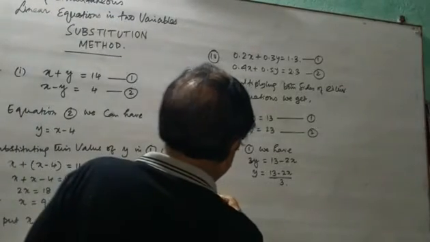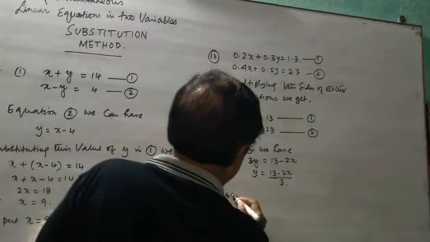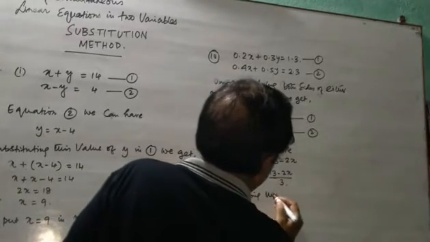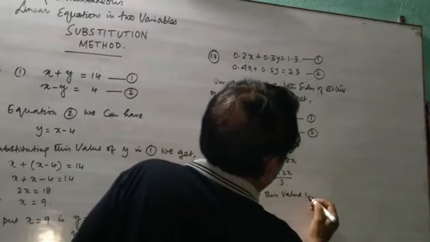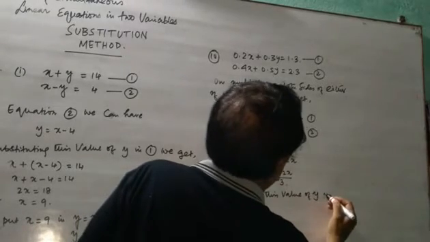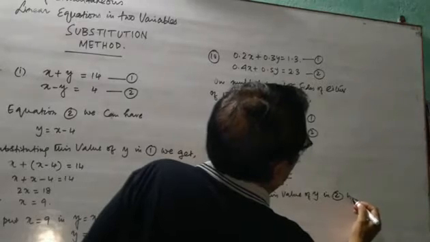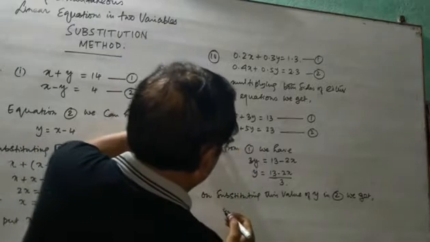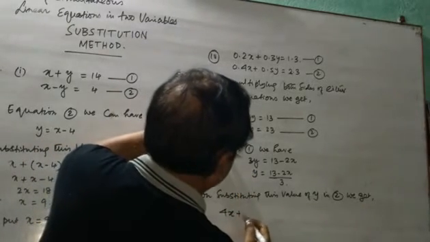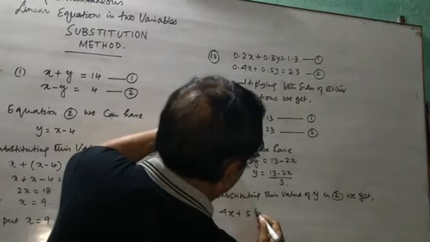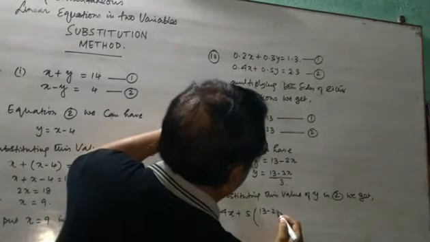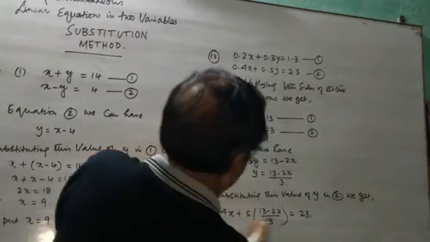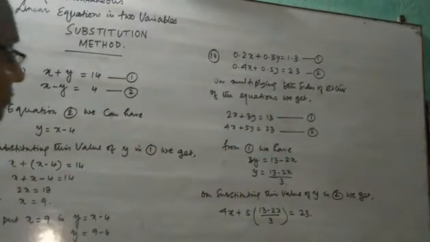Now, after doing this, we will do the substitution. On substituting this value of y into the other equation, we are getting 4x plus 5, in place of y you will write 13 minus 2x upon 3, is equal to 23. In place of y, we have substituted that value.